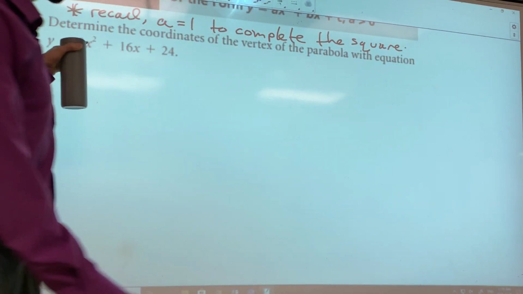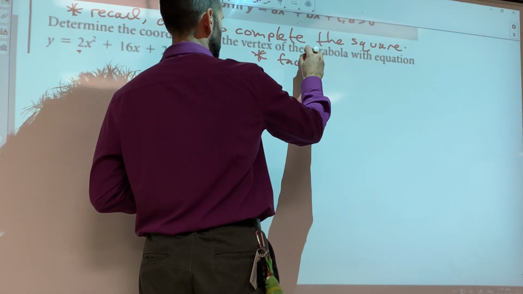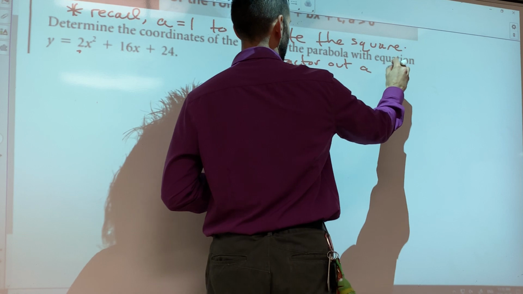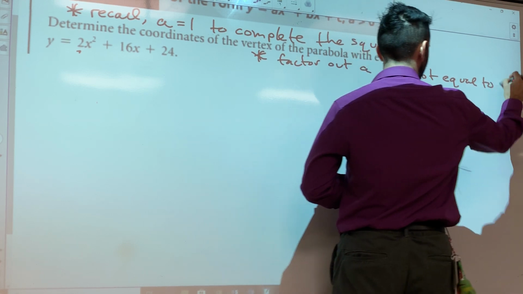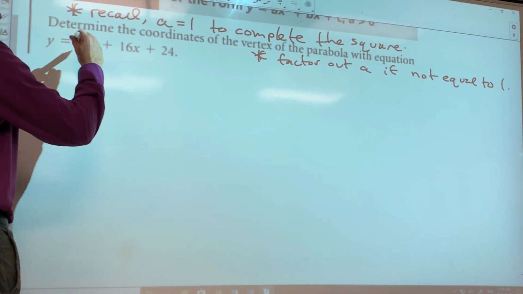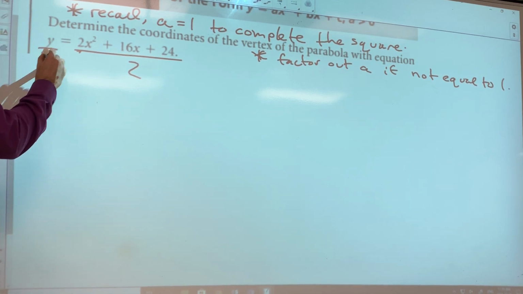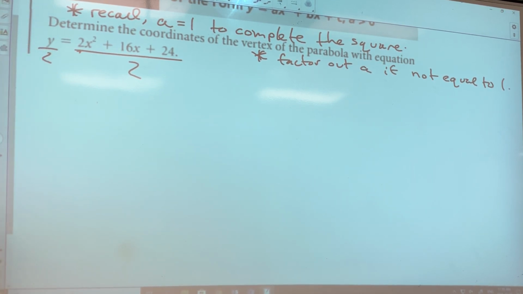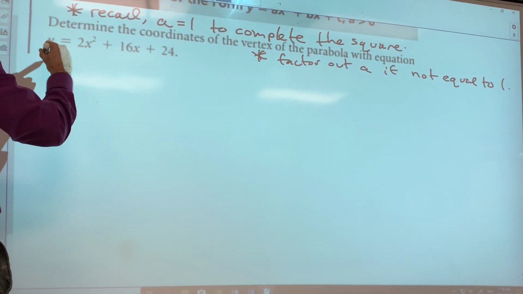Okay, so if a is not equal to 1, you've got to factor it out. Okay? So whatever it is, you pull it out. So if it's a 2, I'm going to divide everything by 2, but I can't just do this, right? Because I'd have to do it on both sides of the equation, and this makes it more complicated. But you can pull it out and then throw a factor in front of it to keep it equal, right? You just need to keep it equal.